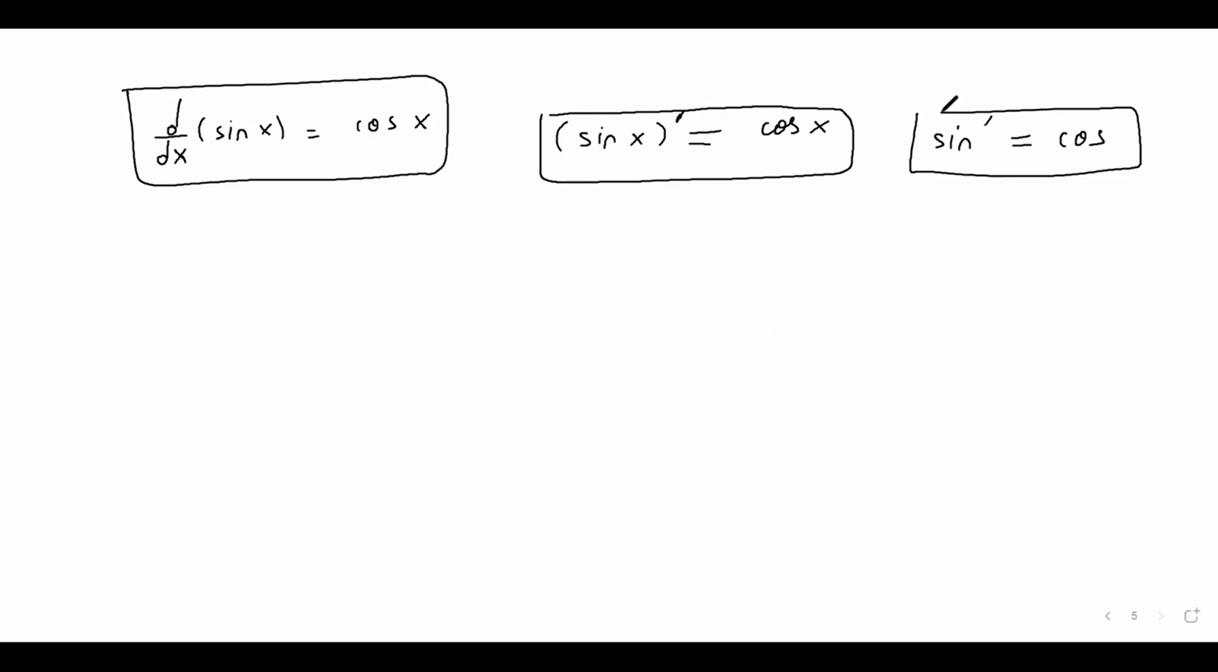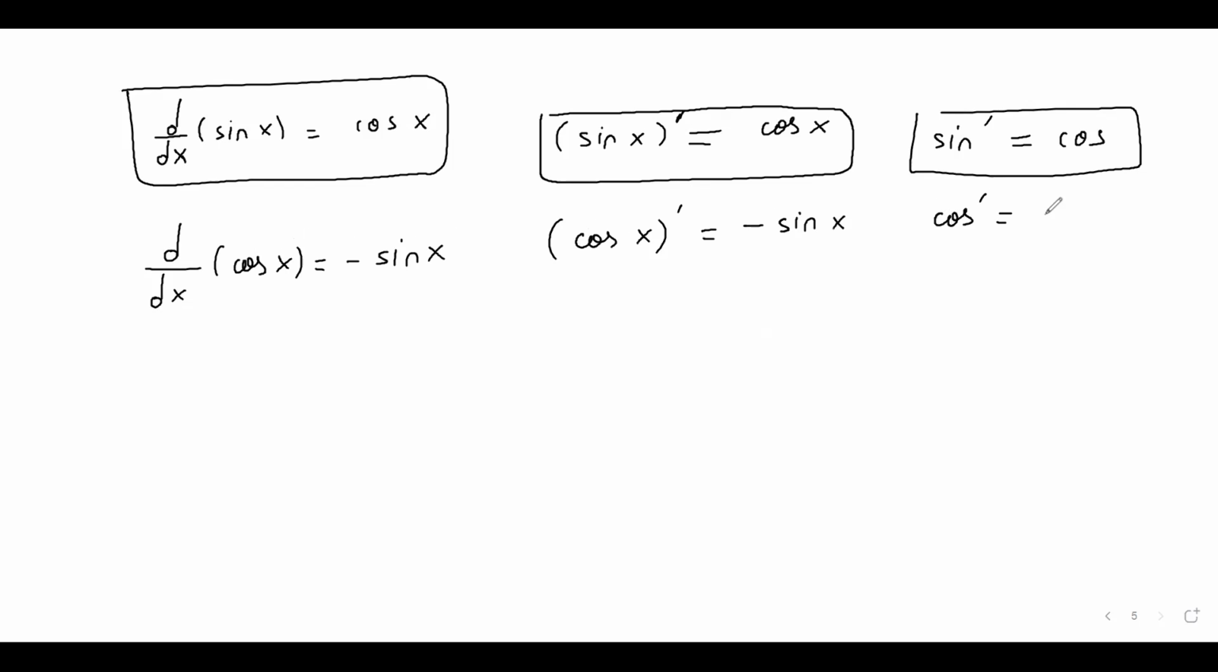All right, now if you perform a similar calculation, folks, you will see that the derivative of cosine x, d over dx of cosine x, turns out to be negative sine x. So in other words, cosine x primed turns out to be negative sine x, or people would say cosine prime is negative sine. It's easy to see again on the graph.